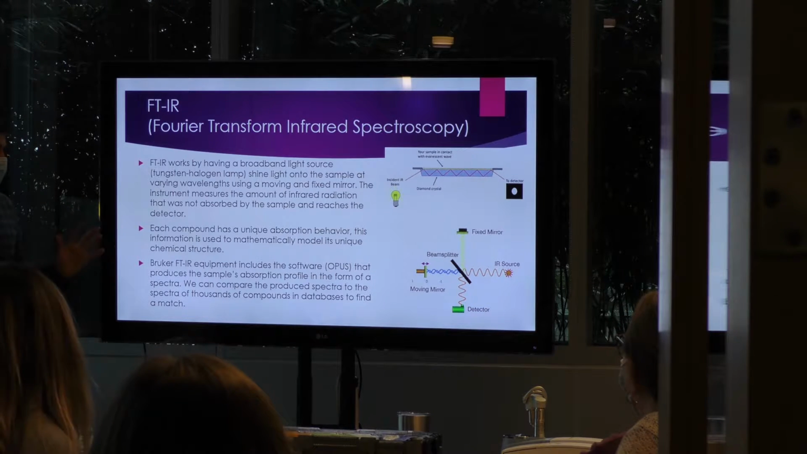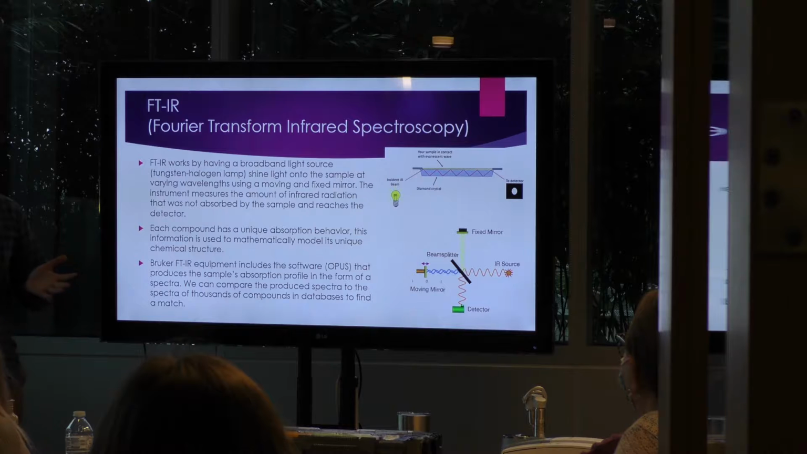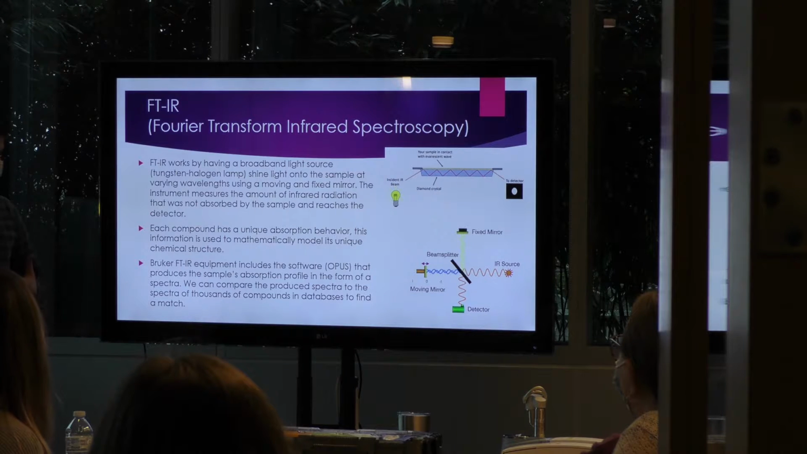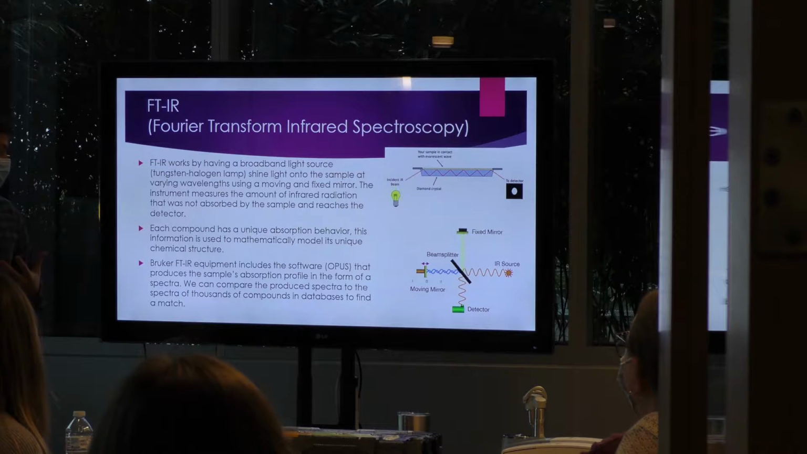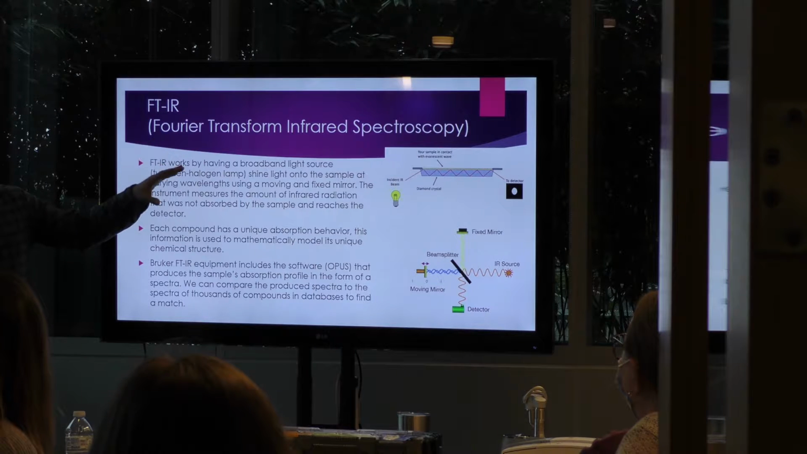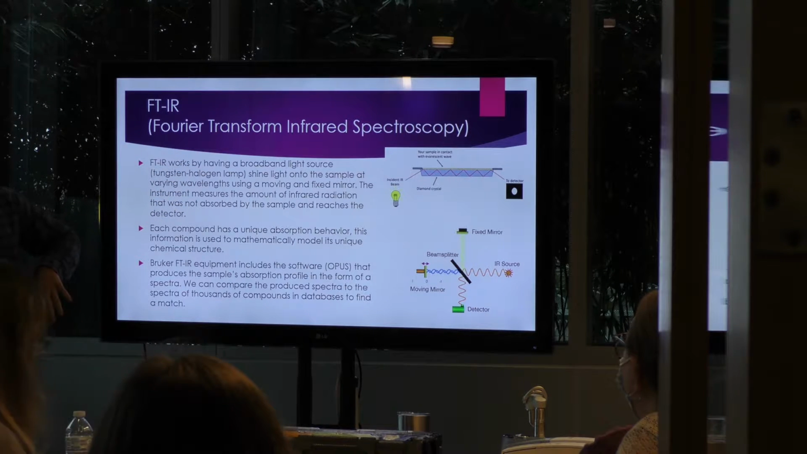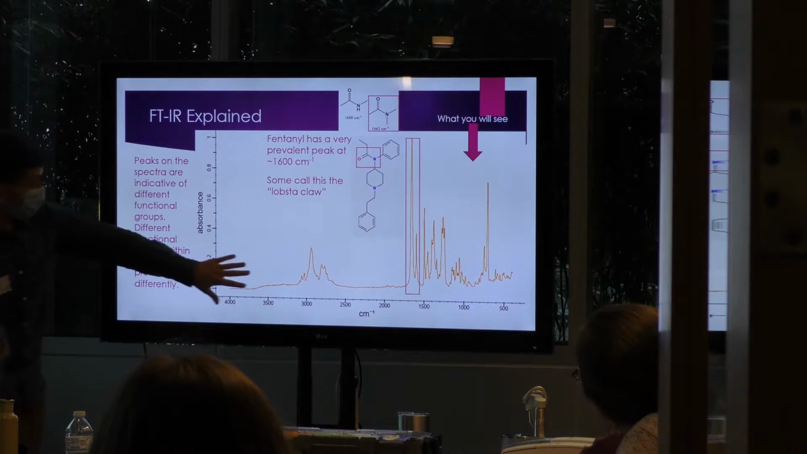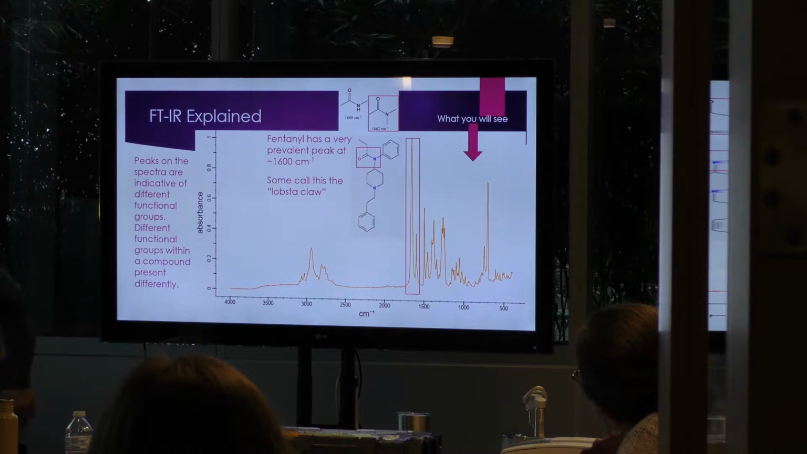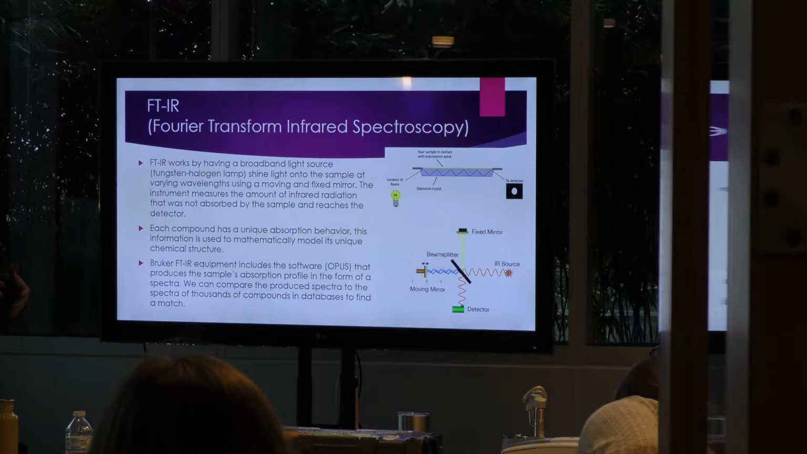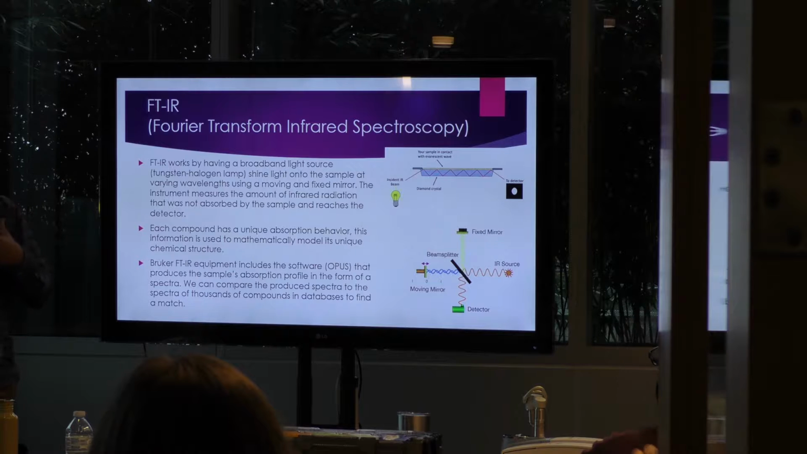So Bruker FTIR equipment always comes with Opus, or if it doesn't, you could buy Opus or other FTIR spectra analysis software that is available out there. Using Opus, it'll take those wavelengths that were detected by the detector and make a spectra. That spectra can look like this. And this, as I said, is unique to a given compound. And you can compare that spectra to spectra that are in databases.